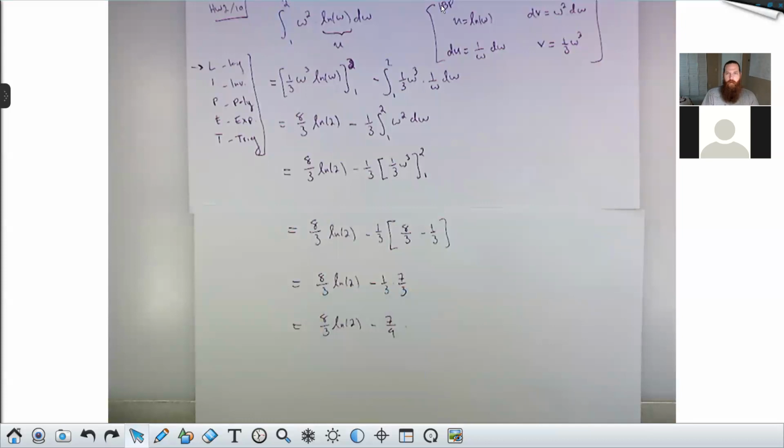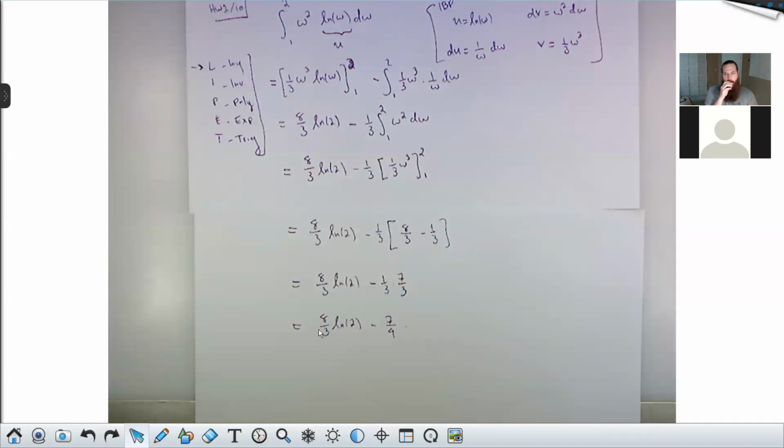And nothing here is too hard, right? You just set up the IBP, trust your LIPET formula to help you pick u and dv, and then run the process. So this is a really good example, really middle of the road problem. This would be a perfectly fine exam problem, right? This is about exam caliber. Not too hard, not too easy.